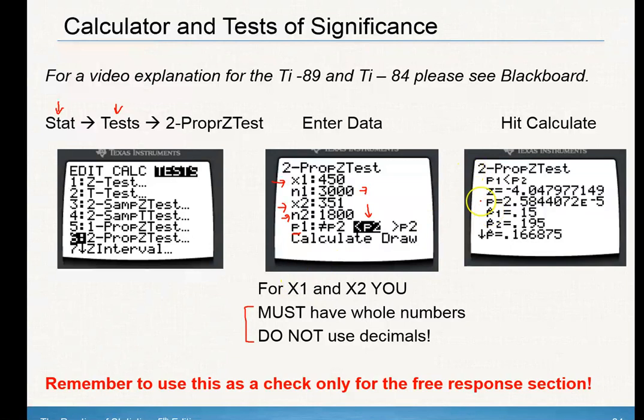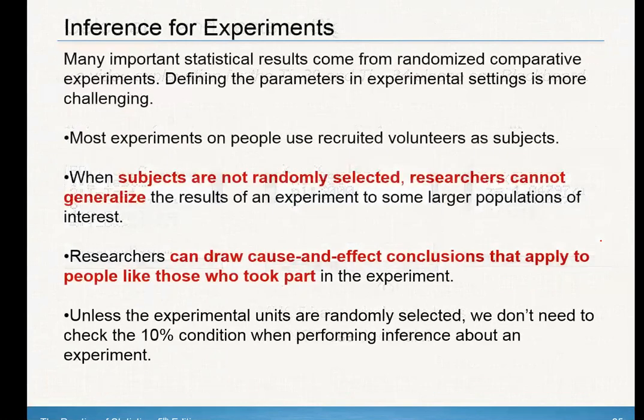Hit calculate and notice it gives you everything. It gives you your z-score, your test statistic, and your p-value. E to the -5 means, remember, I'm moving my decimal 5 places to the left. So there's your p-value. And then notice how it gives you your 2 p-hats. And what is this right here? This is your pooled value. So your calculator also gives you that, so you can always check it to make sure you're doing it correctly. So I kind of use my calculator to do it and then plug my numbers into my formula.